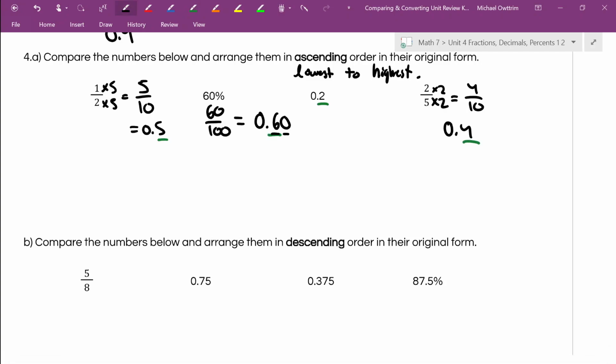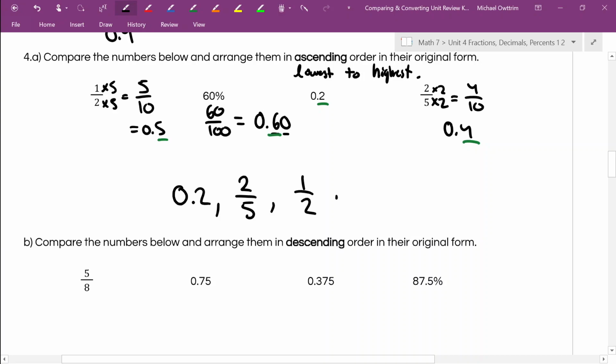Obviously, the lowest of those is the 2, so 0.2 is our lowest number. The next lowest is the 4, and that was written as 2/5 originally. The next lowest is the 5, which was 1/2 originally, and then finally our 60% is our last one.